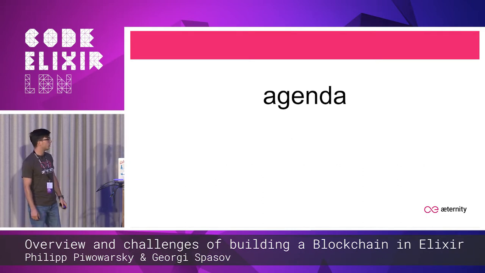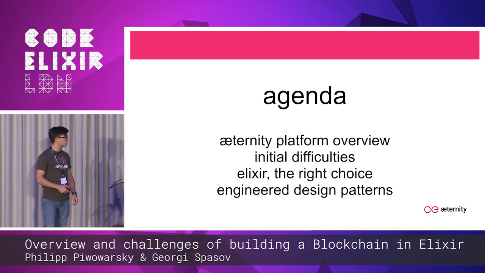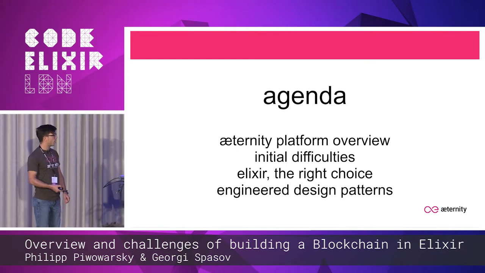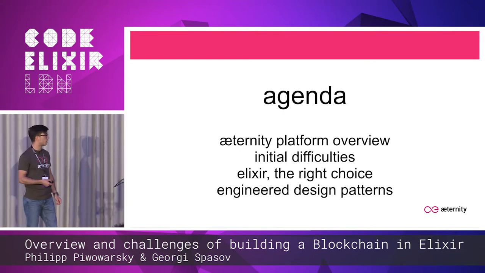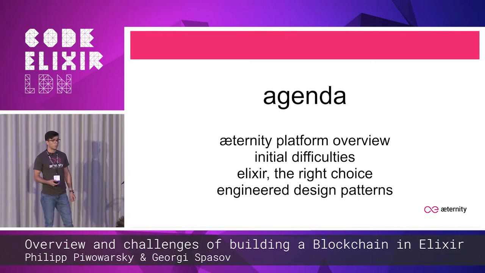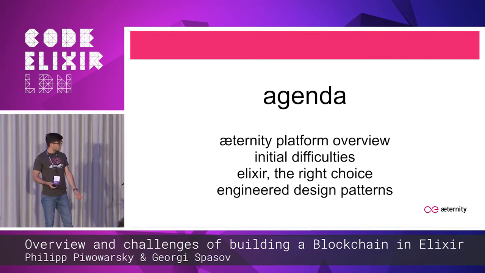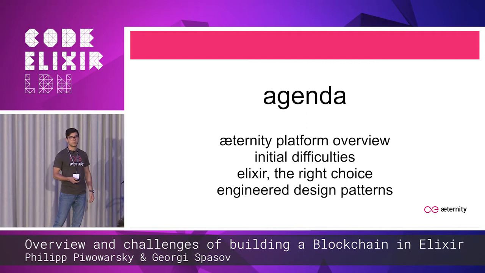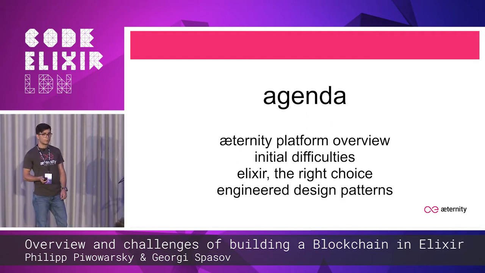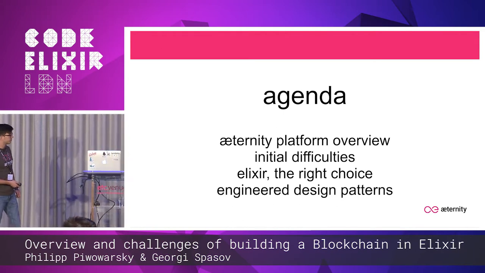So first of all, let's give a brief overview of what this presentation is going to be. First, Philipp is going to give you a quick overview of Aeternity's platform, what its capabilities are. Then I'll continue with the initial difficulties we had in our team building a blockchain on Elixir. And then we'll continue with why, after like 7-ish months of development, we have discovered that Elixir is actually the right choice for building a blockchain implementation, and continue with what engineering designs we have adopted or implemented in the project.